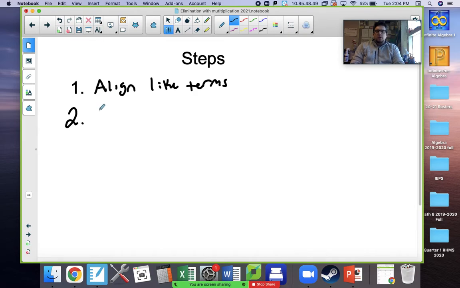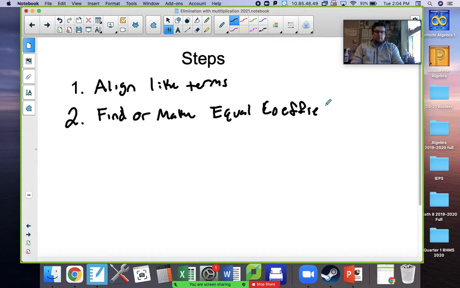Step number two, we're going to find, and then an addition to this step from last class, or make equal coefficients. So once we have it lined up, we're going to look and go, all right, is this the same number in front of x? Is it the same number in front of y? If it isn't, we're going to make one of them equal.